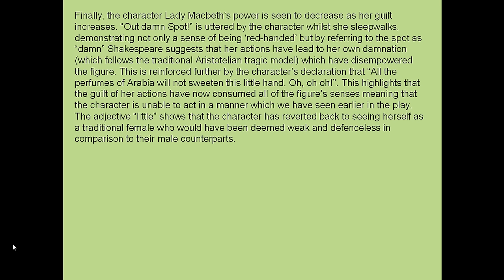The adjective "little" shows that the character has reverted back to seeing herself as a traditional female who would have been deemed weak and defenceless in comparison to their male counterparts. So that's how we put our plan all together, basically written in full sentences. We've covered all the elements of the mark scheme we need to.